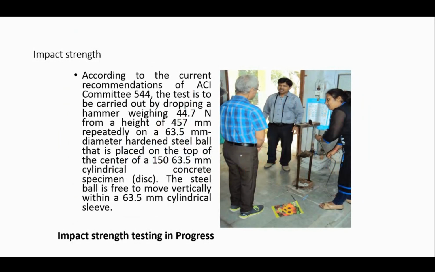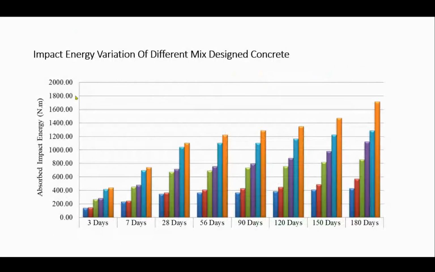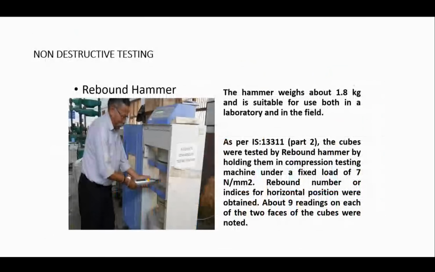Impact strength, I told you, is for when a sudden impact will be there. So here you can see the assembly. From a certain height we are dropping one heavy iron ball onto that disc, and a crack will form. So we can check the impact strength. For that, we also found good results for all grades with the 50% cement replacement.